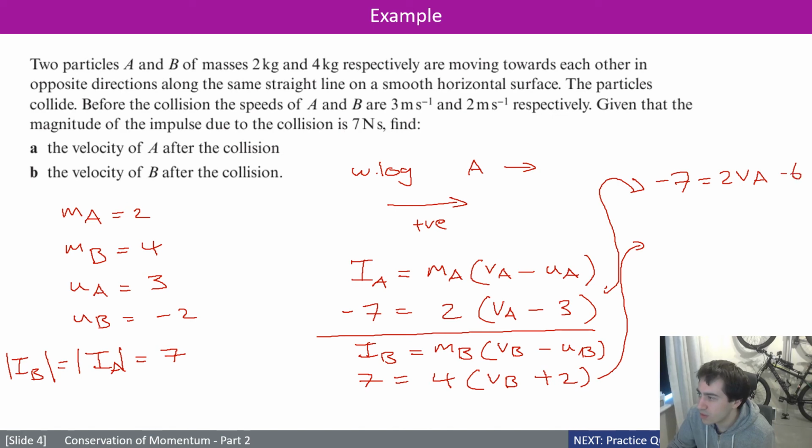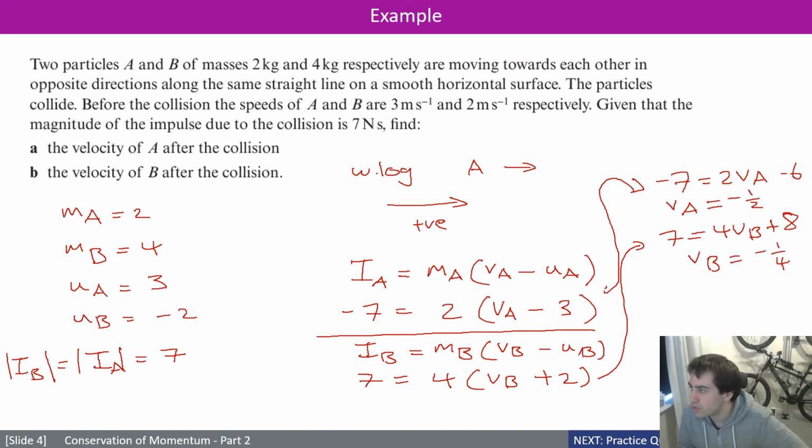Unfortunately, it's a little bit slow doing it with the pen. In fact, let me just pause and write those answers down. Okay, so there are your answers: VA is minus a half, VB is minus a quarter.